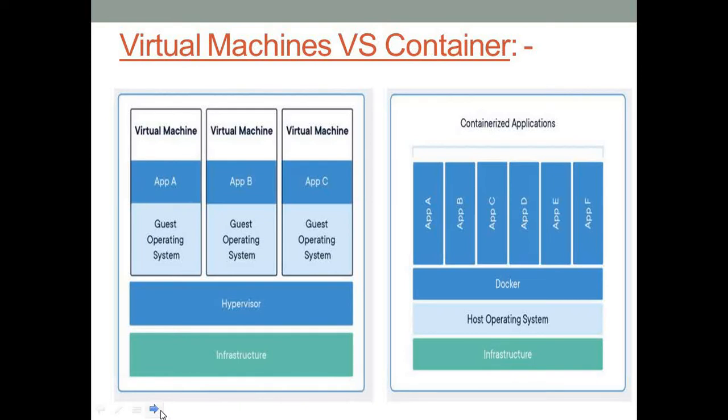Let's start. Virtual machines versus containers: what is the difference and why do we need it? First we start from scratch. In earlier days we had a physical machine for each application; we needed separate physical machines. Then virtualization came into the picture, and we can run multiple applications on the same physical hardware, but again we need a separate operating system, or we can say virtual machines, guest machines.